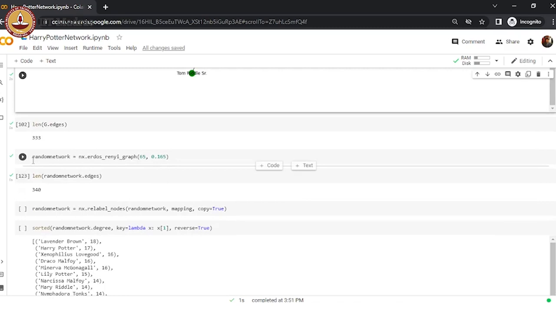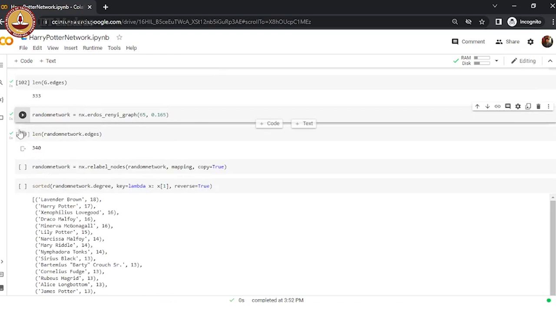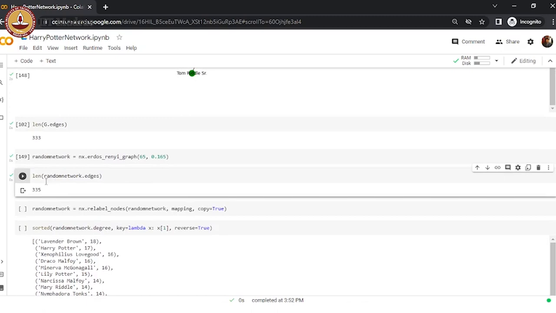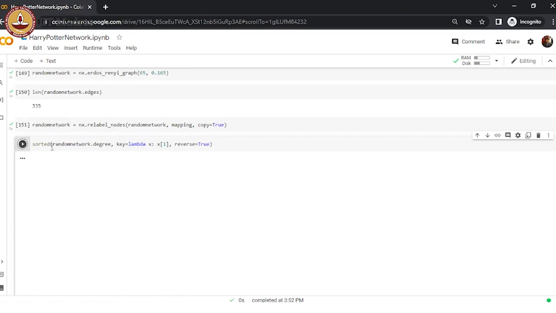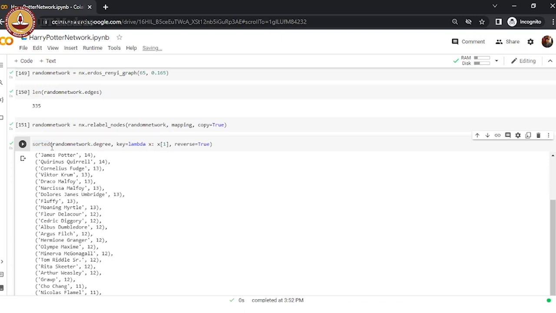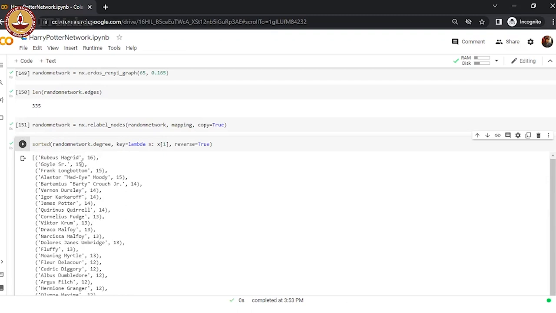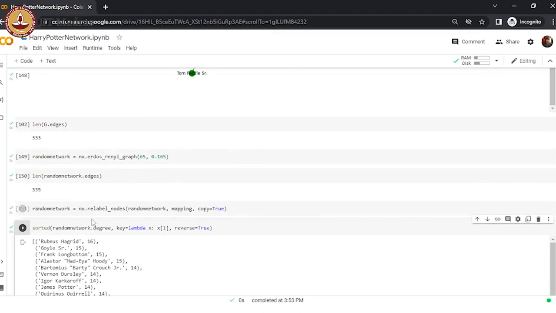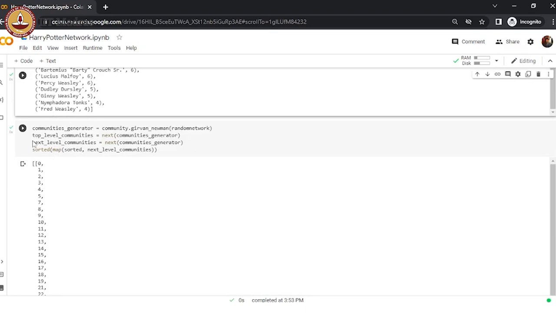So what if we try to find communities for a random network? Yeah, so I'm just generating a random network. I'm just mapping it. So I generated a random network which has the same number of nodes as that of the Harry Potter network, and a slightly equivalent number of edges. So you can see, this is from the random network. You can see that most of these characters have almost similar edges. It's like 16, 15, 15, 15, 15, 13, 13, 14. So let's see how the communities are generated here.